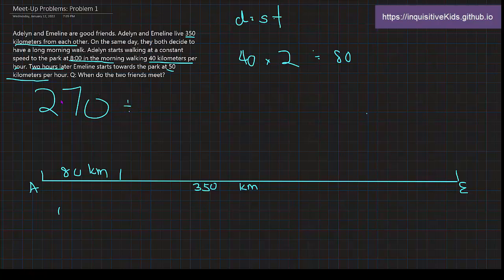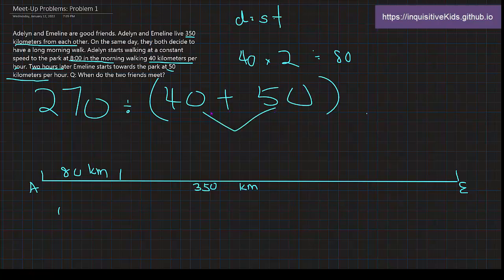So this is the total distance. Remember, although this whole thing is 350 kilometers, you do have to know that the amount that they walked together, which is only this part right here, is 270 kilometers, divided by their speeds added together, which would be 40 plus 50. 40 plus 50, as you may already have calculated, is equal to 90. So that equals 3. So that's 3 hours.